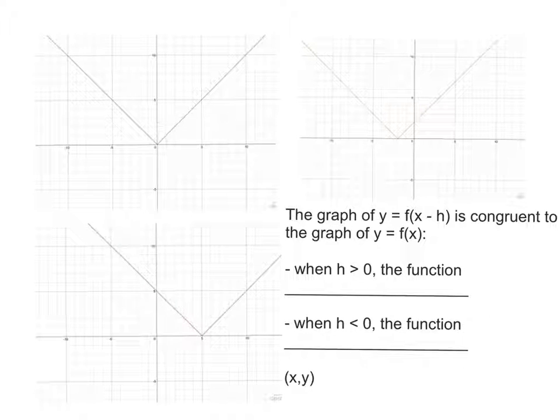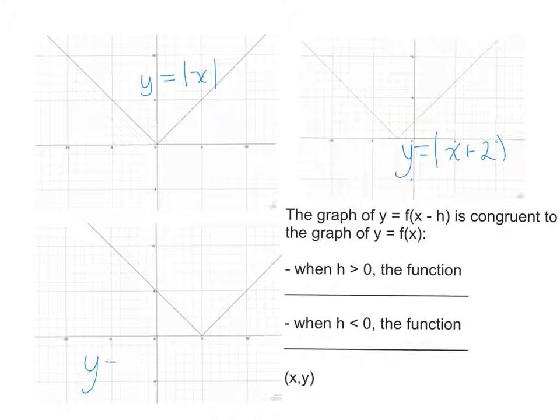Here you were doing a different type of translation. You started out with this function y equals the absolute value of x. And if you couldn't remember what that looks like, you could graph it on your calculator. And then we did two other ones. Y equals the absolute value of x plus 2, and y equals the absolute value of x minus 5. Can you find these on your sheet?